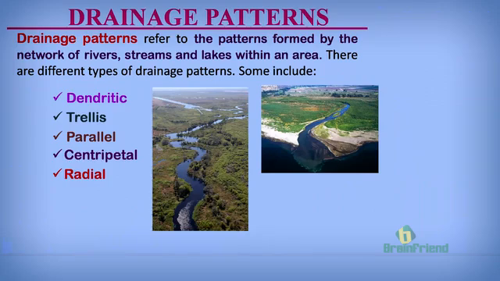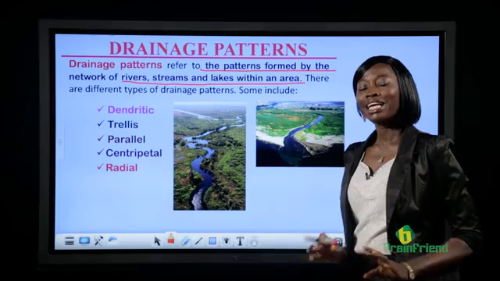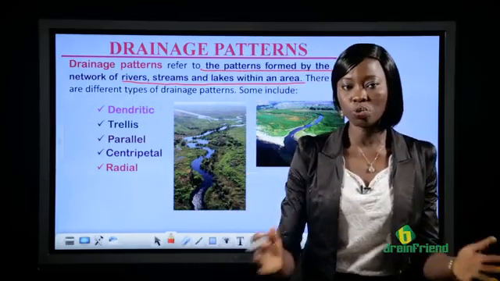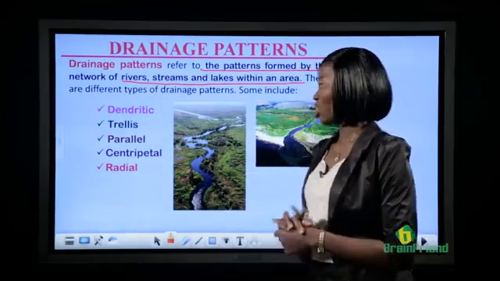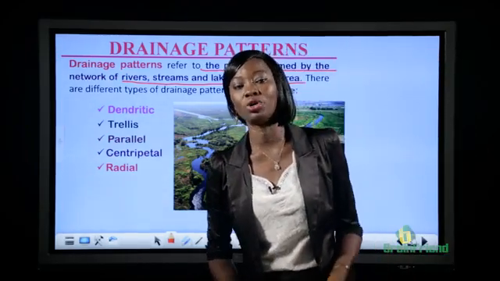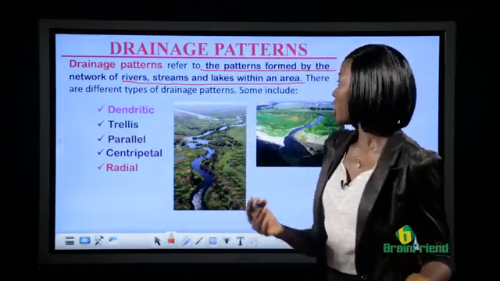Drainage patterns simply refer to the patterns that are formed by the network or the connections of rivers, streams, and lakes within an area. So we can simply say a drainage pattern is the network that is formed between different water bodies within an area. These drainage patterns are also called river patterns.